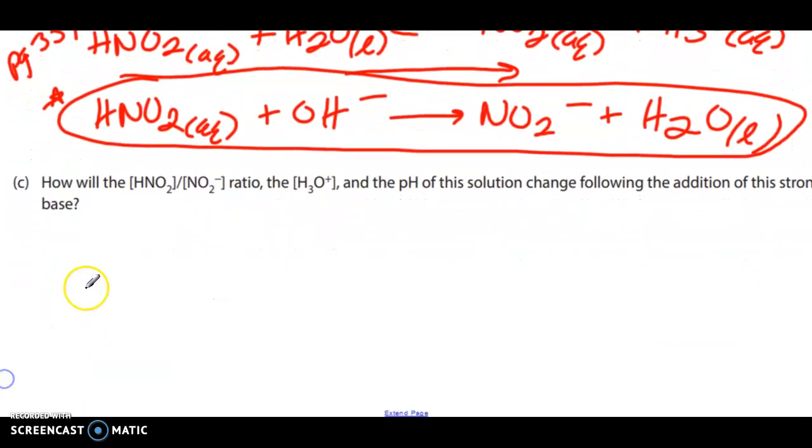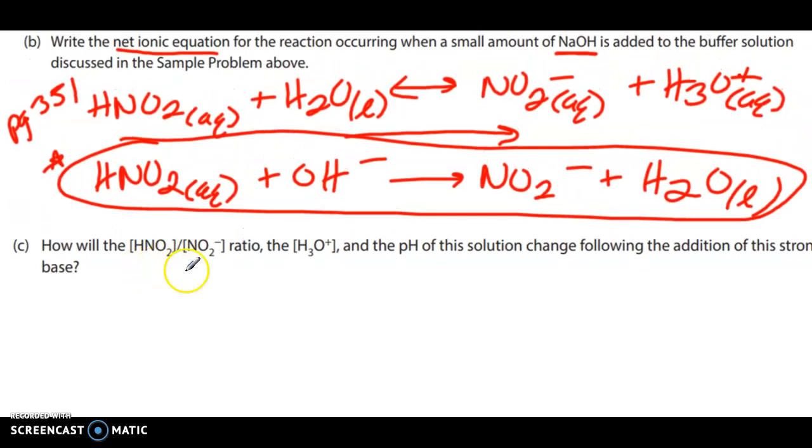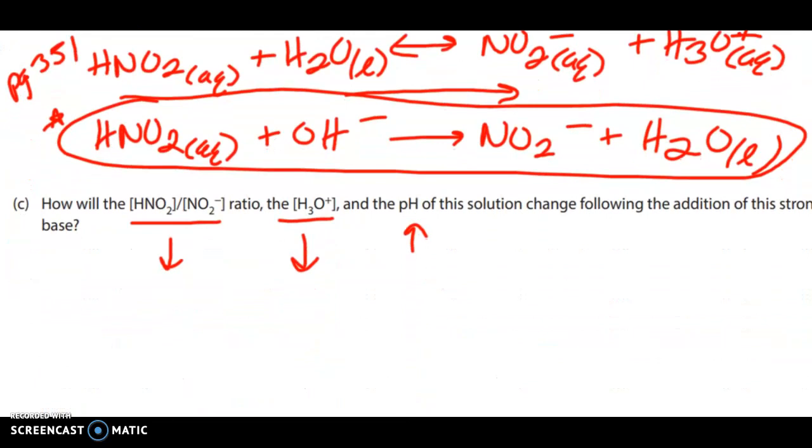Okay, and part C, how will the acid to conjugate base ratio, the hydronium, and the pH of the solution change with the addition of the strong base? Well, because we're adding in a strong base, we know that this ratio is going to decrease, right? It's going to become lower than 1 because we're making more of our product ion. The hydronium concentration is going to decrease because it's reacting with our hydroxide, and the pH is going to increase. So actually this scenario in C is the same as what they were describing in part A, right? We're adding in a strong base.